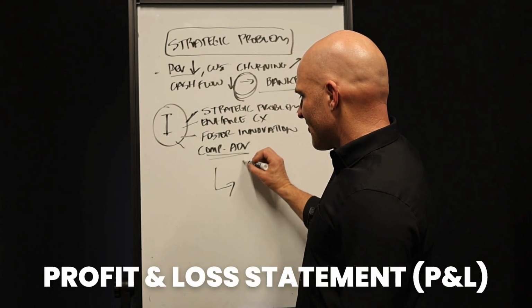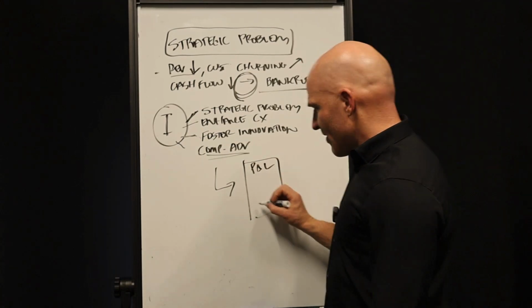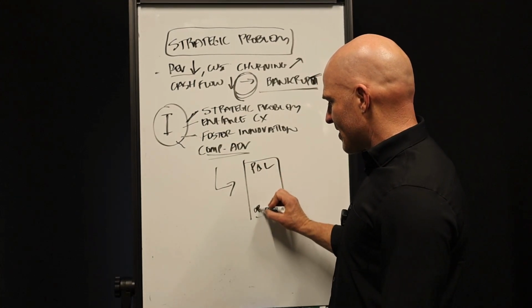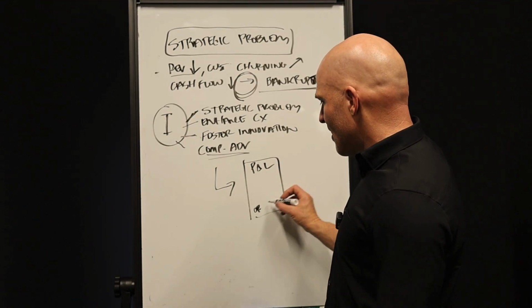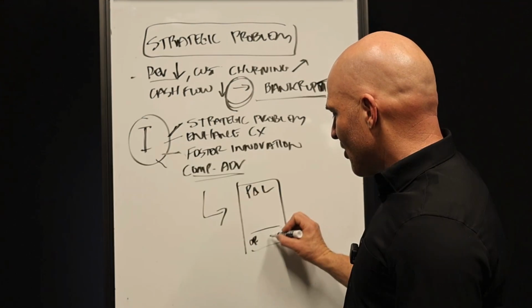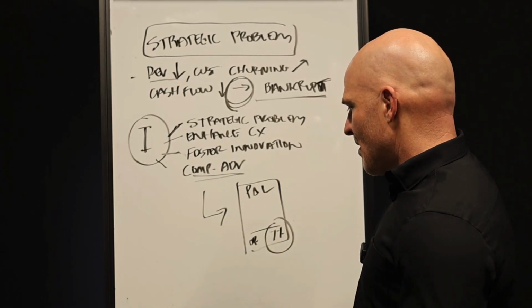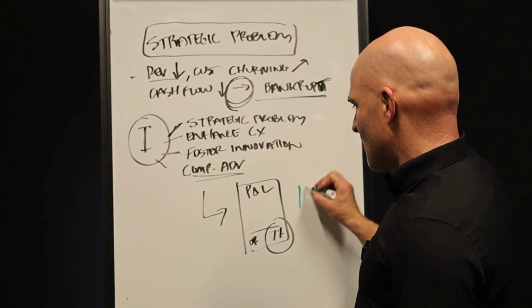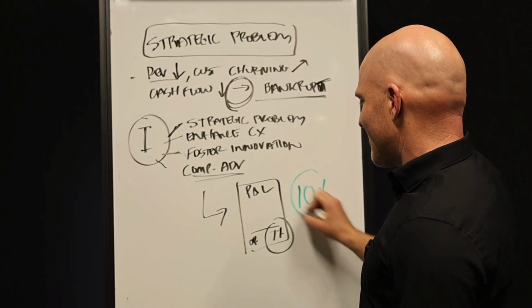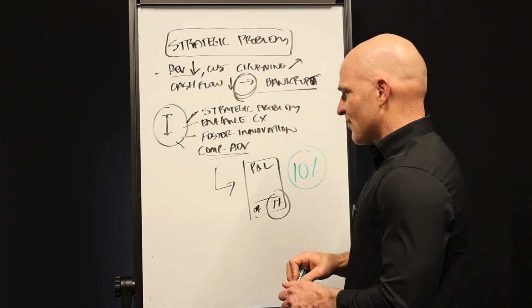Go to your profit and loss statement. Here's your P&L. And go to the very bottom to your operating income or your operating profit or your net income, whatever you want to look at. But look at your bottom line and look at this number right here. And let's just say it's 7% for your business. But the industry average, when you benchmark your company, let's just say it's 10%. It can vary by industry, so be sure to get the specifics for your company.